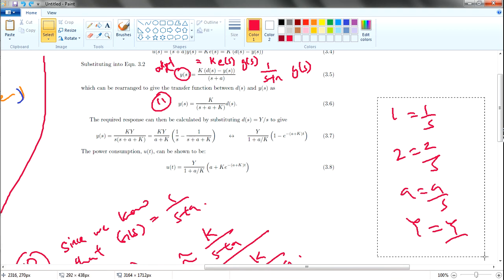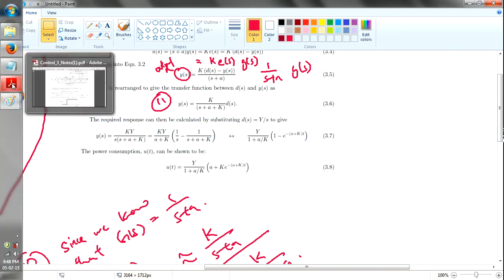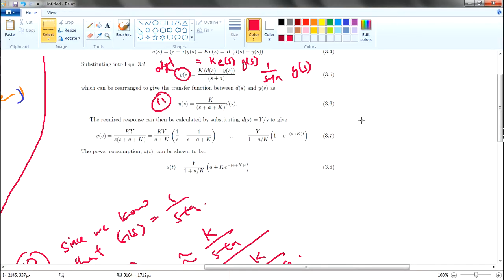As we can see, after our step 11, we bring our input up here. Our input is actually y over s in this case, because we want our output to eventually be the same as our input. So this input is actually a step input. 1 over s is a step input. So y is the magnitude of our input power, how large the y is.